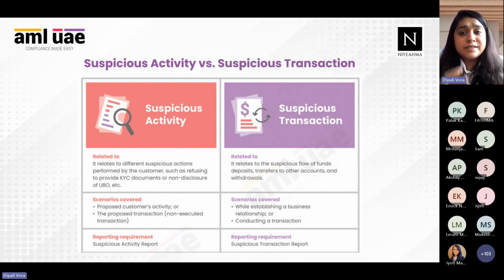So here, I hope it's very clear what the difference between SAR and STR is. Suspicious activity is basically where the transactions are unexecuted. The funds are not transferred in your account. So in that case, it is still an activity, so you have to file a suspicious activity report. And in case the transactions are already executed, or you have received some part payment, or the funds are already transferred in your account, in that case, you can file a suspicious transaction report.